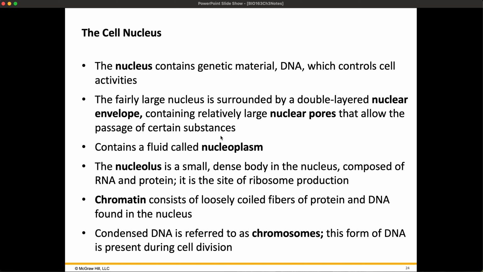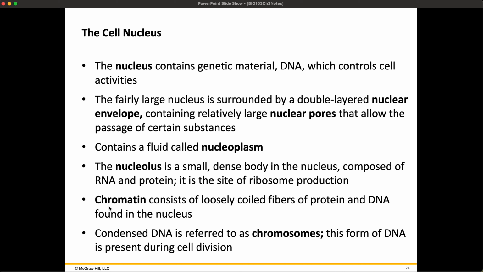Inside of your nuclear envelope, you have the nucleoplasm. So that's going to be the fluid and the structures. There's also what we call a nucleolus, and this is a dense body composed of RNA and protein, and this is where your ribosomes are produced. So within the nuclear envelope surrounding the nucleus, you have the nucleolus as well, making ribosomes. Ribosomes are then, remember, used for protein synthesis.